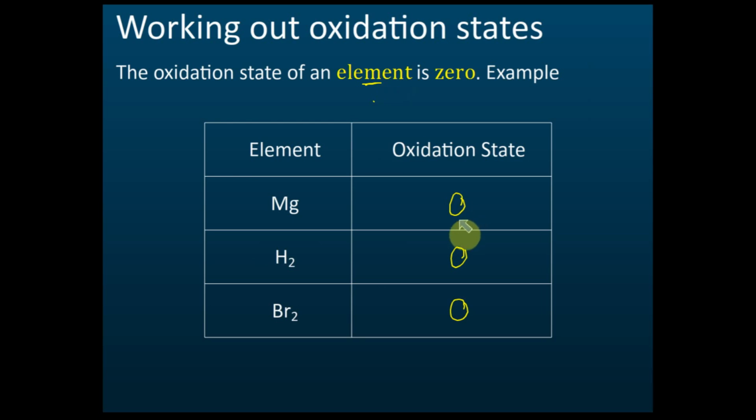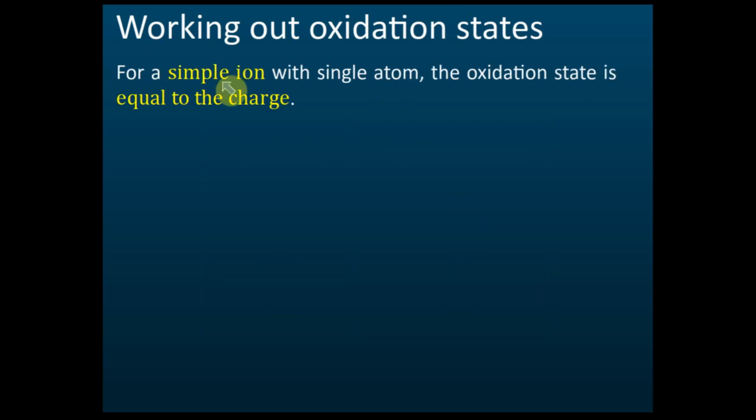For simple ions, for example magnesium Mg2 positive, this is a simple ion. Hydroxide is not a simple ion. There are 2 elements in the ion, so it's not a simple ion. Simple ion means there's just 1 element in the ion. Now for simple ions, the oxidation state is equal to the charge.